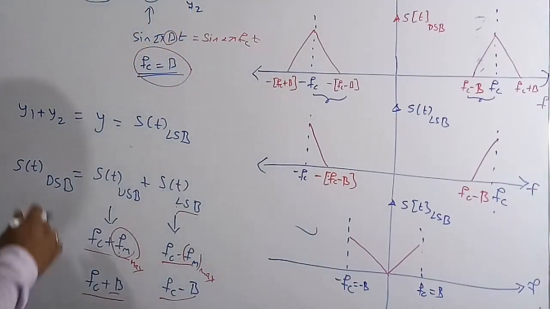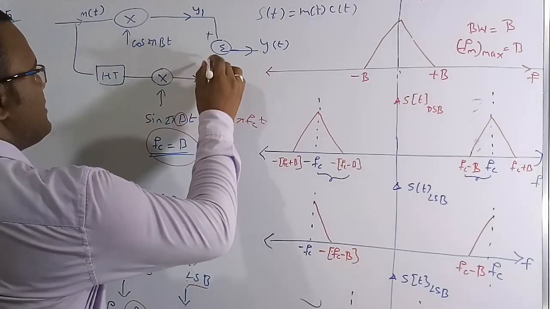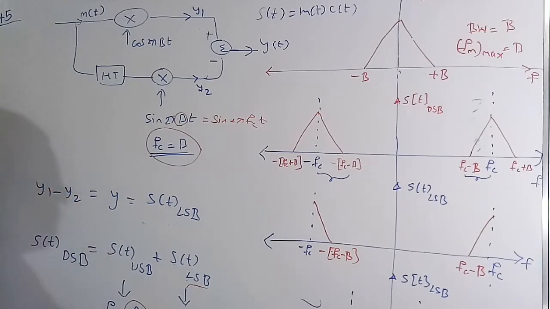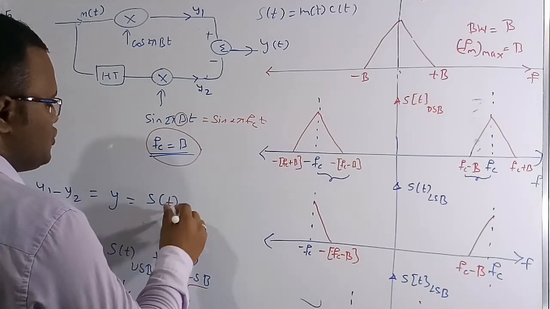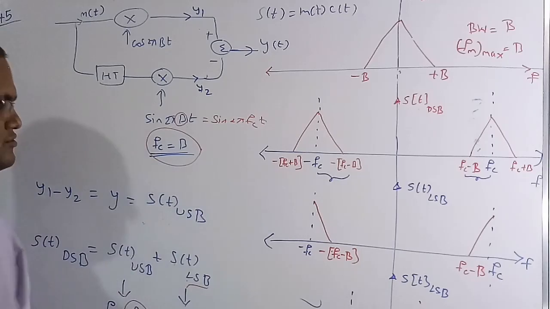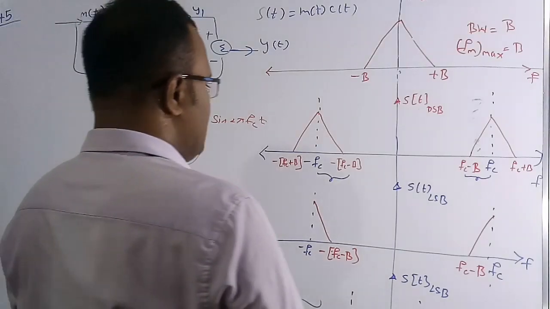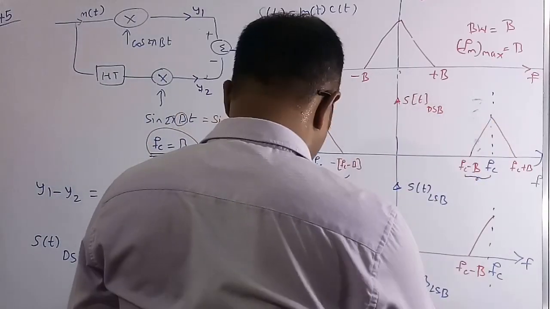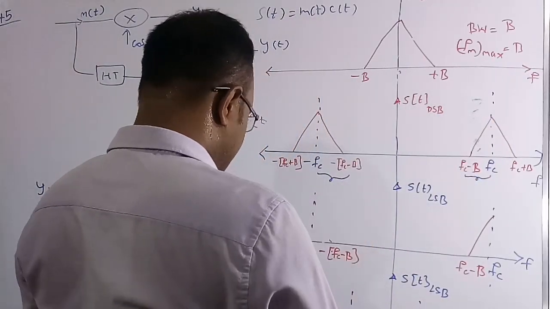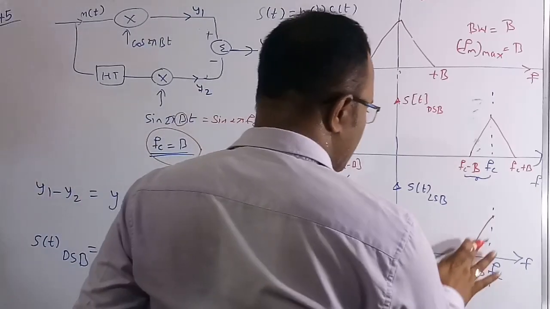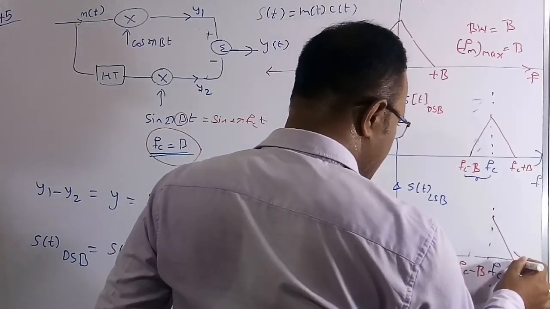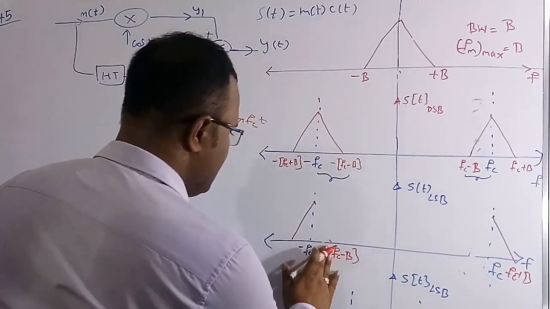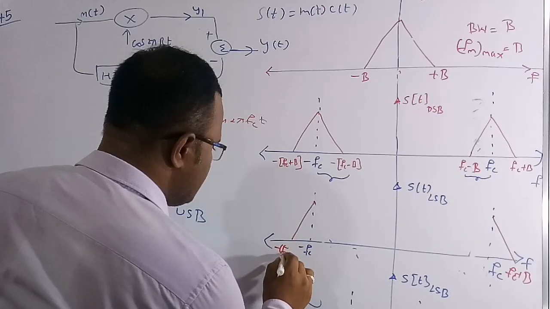Suppose in the question they have given negative. So what is going to happen? If it is negative, here again it is negative. As I have already told, if it is negative it means it is USB, so it is going to contain only the FC plus FM. So now this part is removed, only this part is going to be present. And similarly here also this part is removed and this part is going to be produced. So this is nothing but FC plus B, and this is minus of FC plus B.